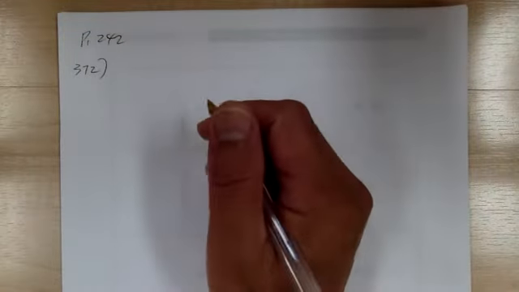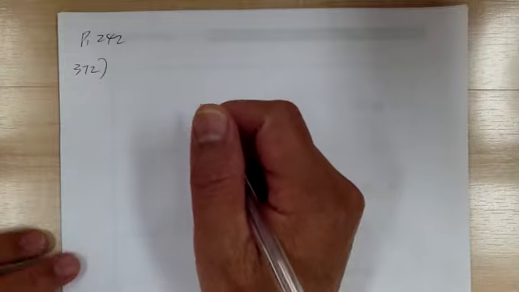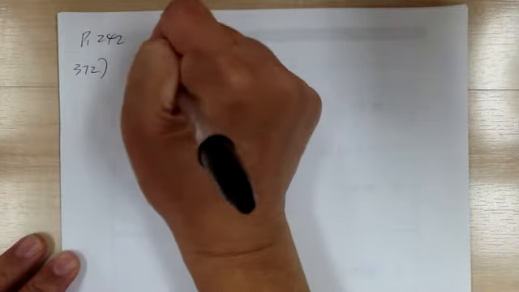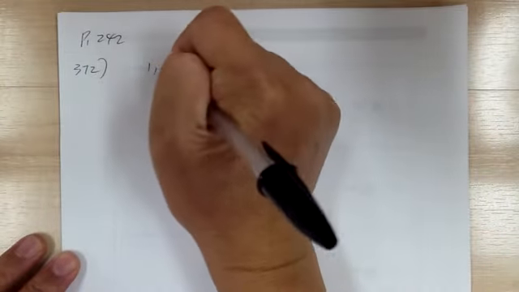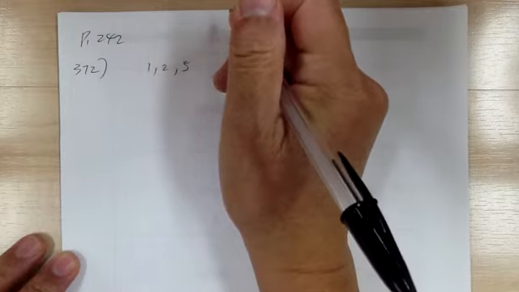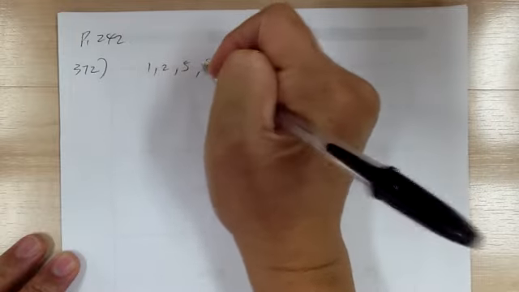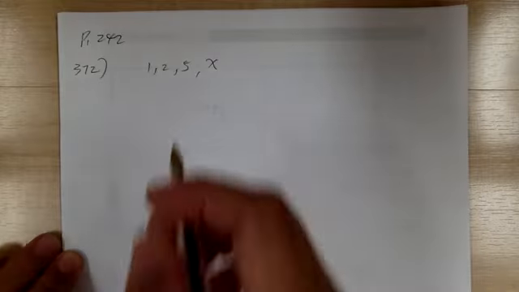Let's go to page 242, number 372. It says three sides of the quadrilateral have lengths of 1, 2, and 5, and the fourth side is an integer x. What is the sum of all the possible values of x?